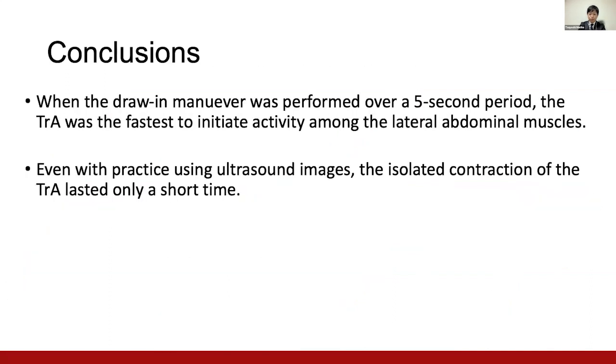Conclusion. When the drawing maneuver was performed over a 5-second period, the TRA was the fastest to initiate activity among the lateral abdominal muscles. Even with practice using ultrasound image, the isolated contraction of the TRA lasted only a short time. Okay, that's all for my presentation. Thank you.